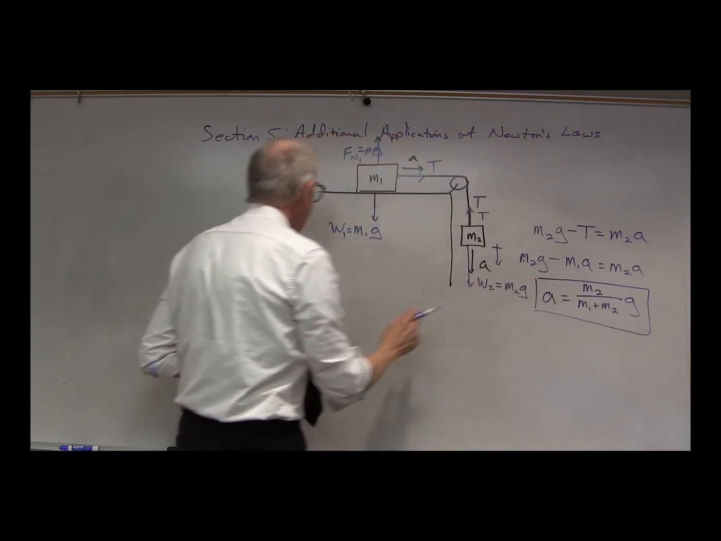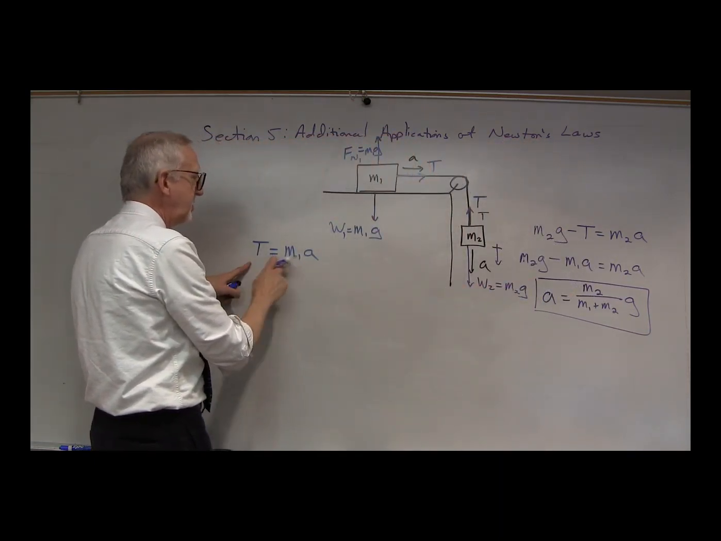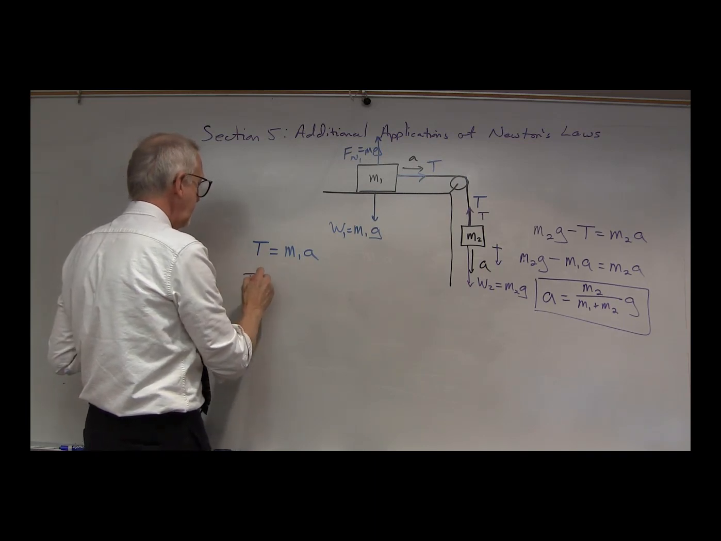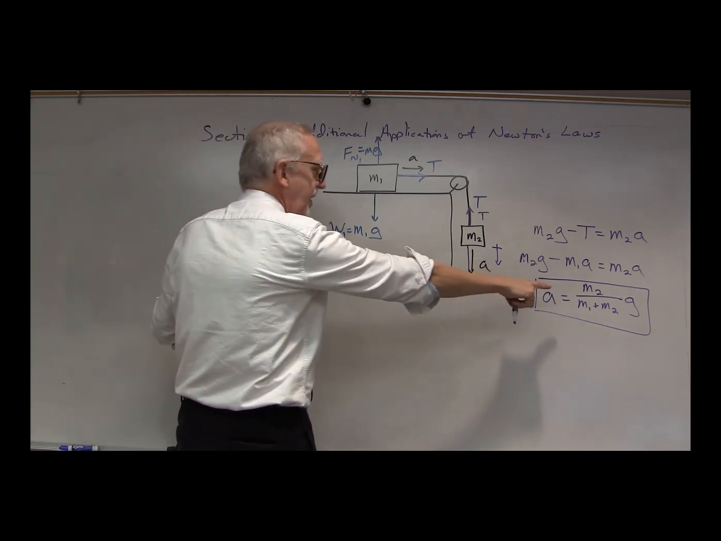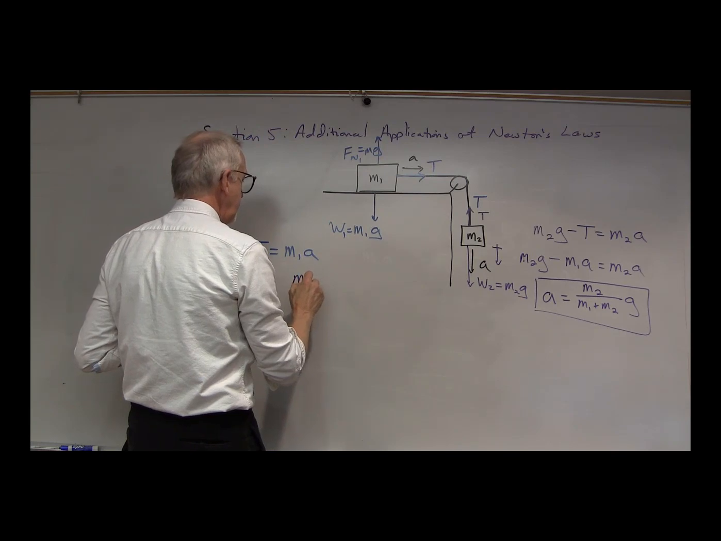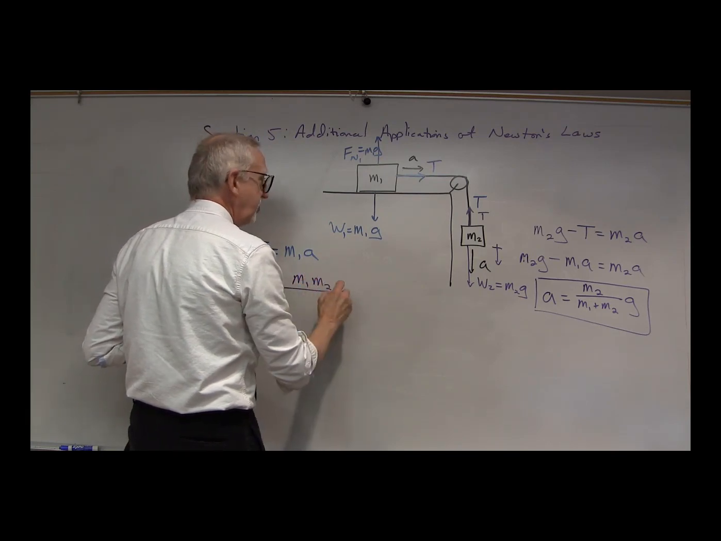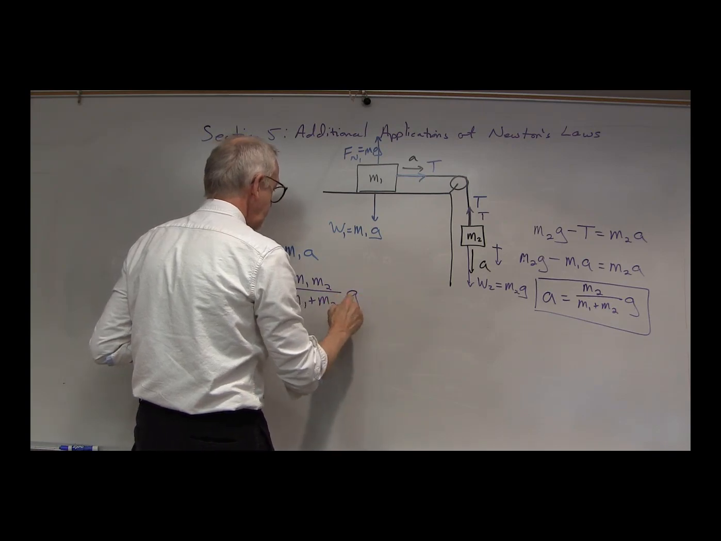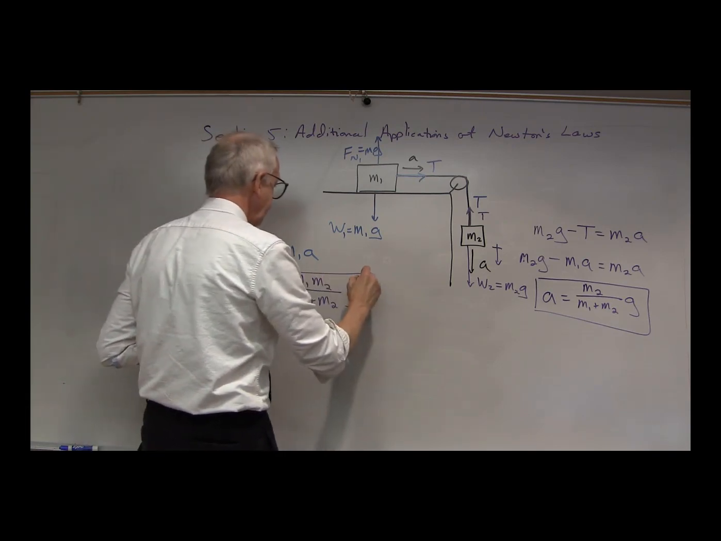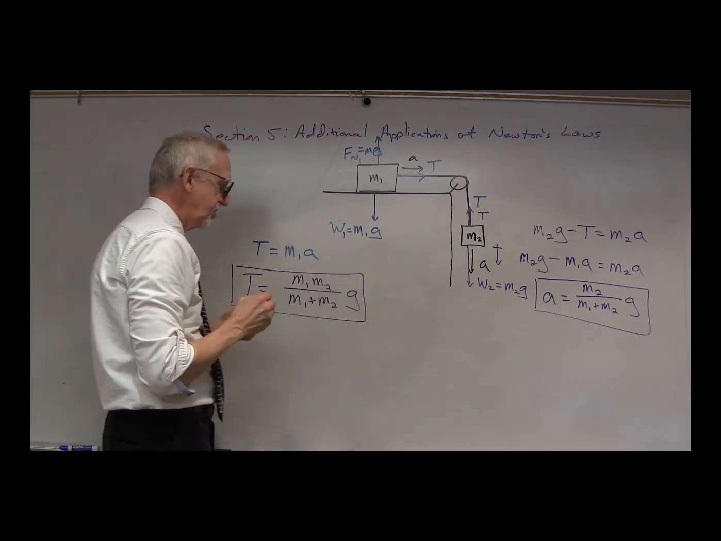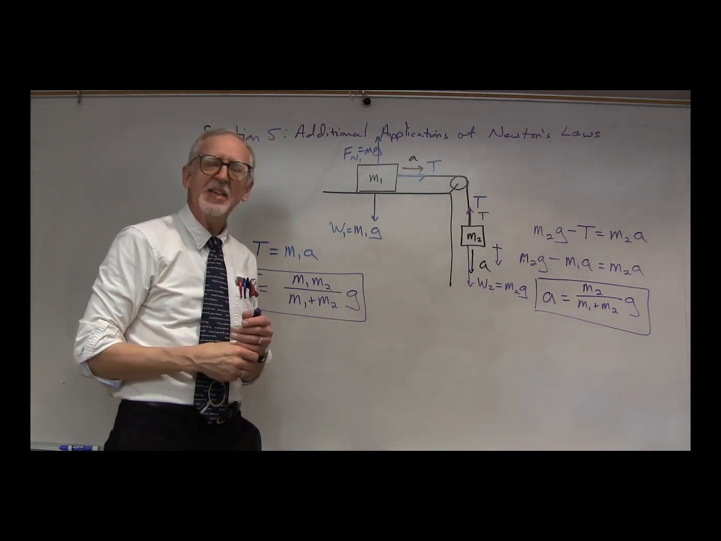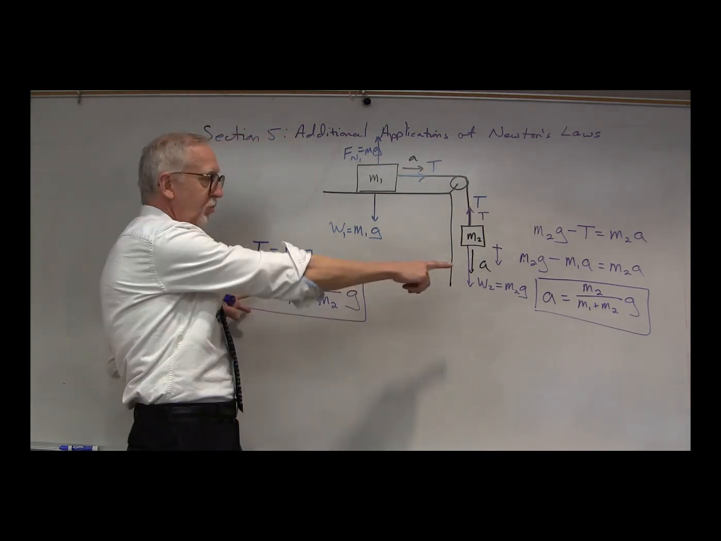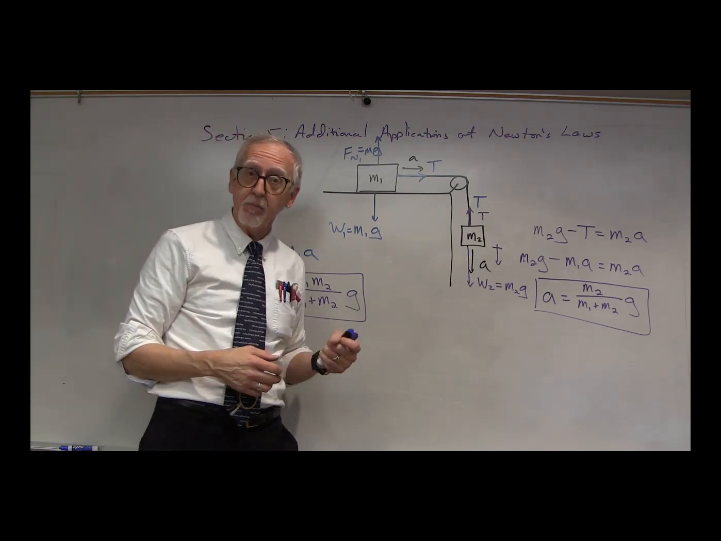Now let's take that and stick that in here to find T. So what do we have? T equals m1 times a. Well, that's going to be m1 m2 over m1 plus m2 times g. All right. Very interesting. Let's take a look at both of these results in an extreme and see what we get.